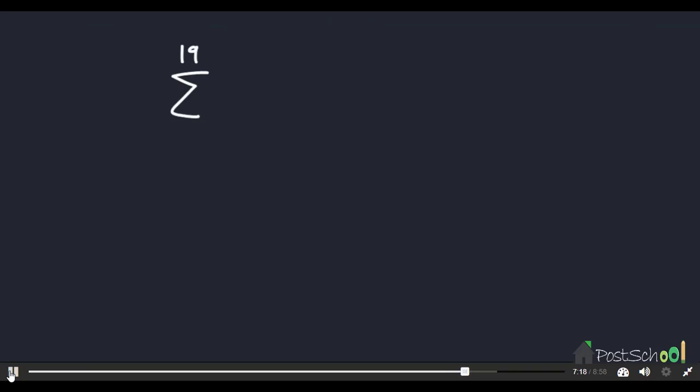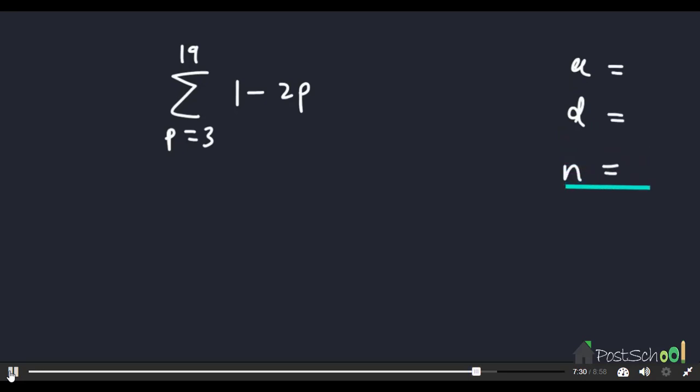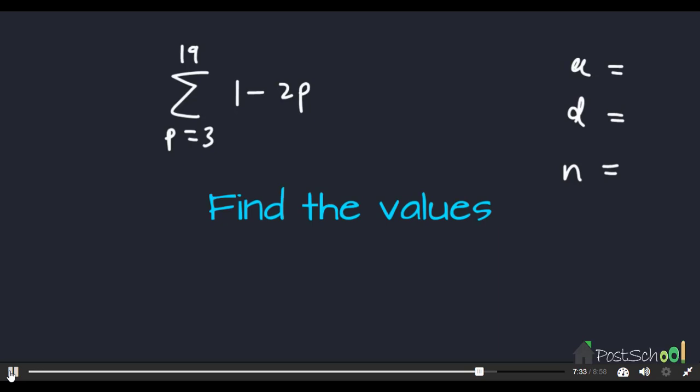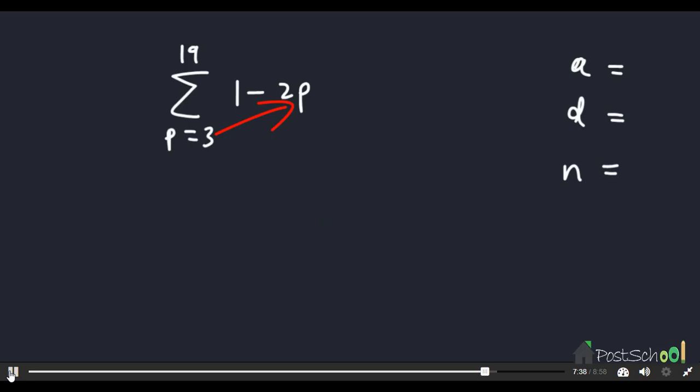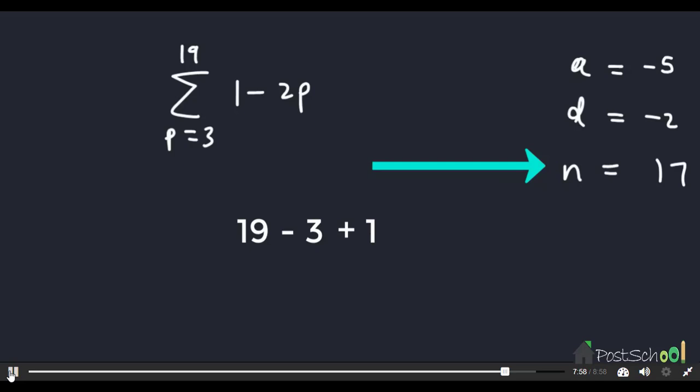Alright, so let's look at this example. 19, starting from 3, of 1 minus 2p. Again, in order to evaluate this, we are going to need three things: a, d, and n. Try to get these and see if you get the answer. So for a, you are going to take 3 and put it there, so that you are going to get -5. d is any number next to a variable, that is -2, and n is 19 minus 3 plus 1, which is going to give you 17. Top minus bottom plus 1.